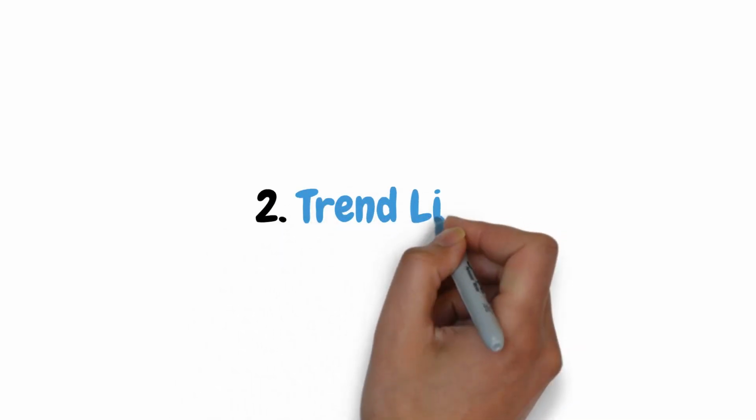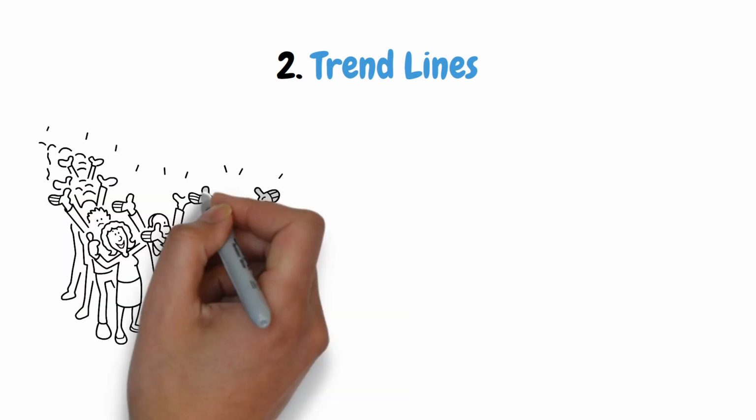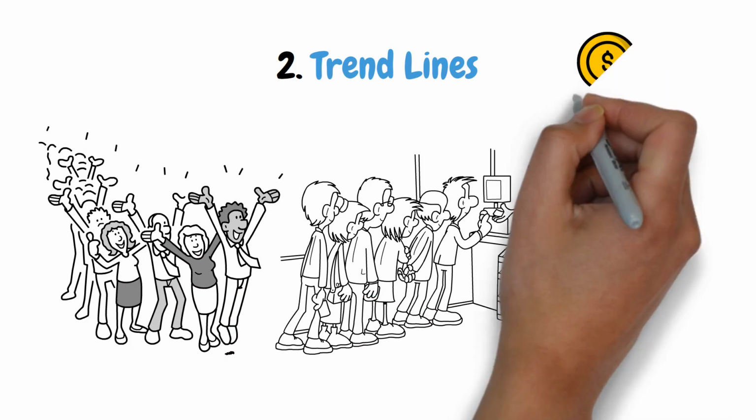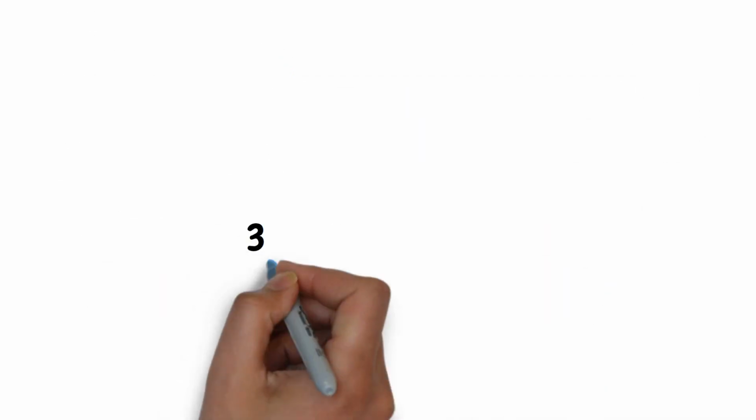2. Trend lines. Ever noticed patterns like a bakery being busiest on weekends? Similarly, trend lines help us see if a stock's price is generally going up, down, or moving sideways over time. 3.